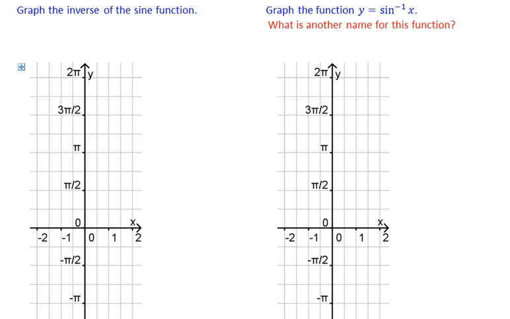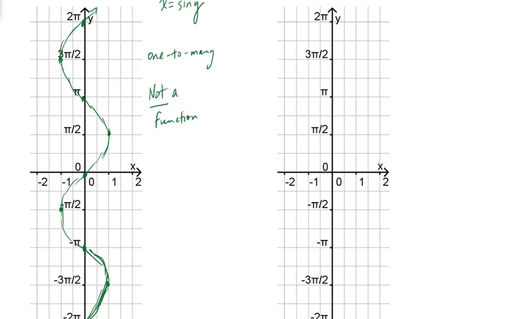We'll now draw the inverse of the sine function. The inverse of the sine function is going to be x equals sine of y, and I will draw that now. So here's what x equals sine y looks like. It is a one-to-many relation. It's not a function. It goes up and down forever.